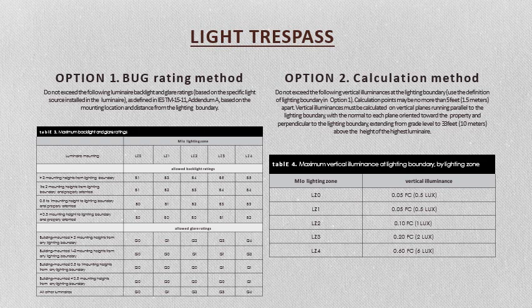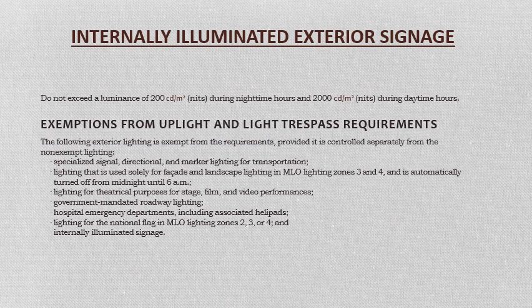For light trespass requirements, option 1, the BUG rating method. In this, you do not exceed the following luminaire backlight and glare ratings for each assigned lighting zone. Option 2, calculation method. In this, you do not exceed the vertical illuminances at the lighting boundary for each lighting zone. Finally, the internally illuminated exterior signage requirements. In this, you do not exceed a luminance of 200 candela per square meter during nighttime hours and 2000 candela per square meter during daytime hours. There are few exemptions from uplight and light trespass requirements, which have been mentioned below.